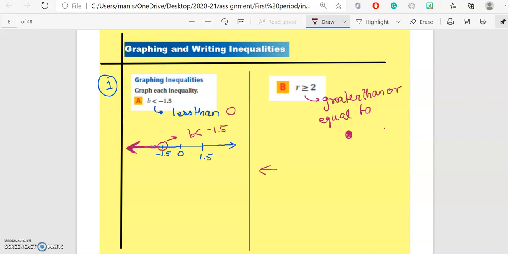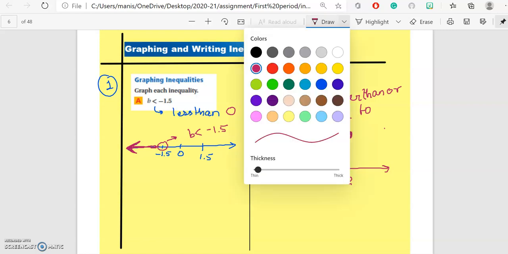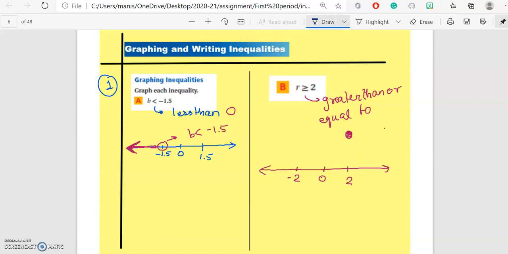So first of all, I will draw my number line over here. I will write 0, 2 on this side. This is a negative 2 and that's a positive 2. Okay, and I will change the color of my ink. Since you all know this is a shaded circle, we will draw the shaded circle at where? At 2 over here. Now it says greater than or equal to 2. So this means it includes number 2. Numbers greater than 2 are 3, 4 and so on. So they go in this direction.